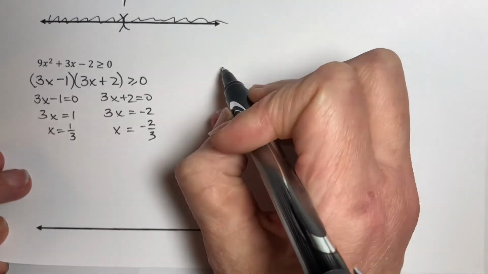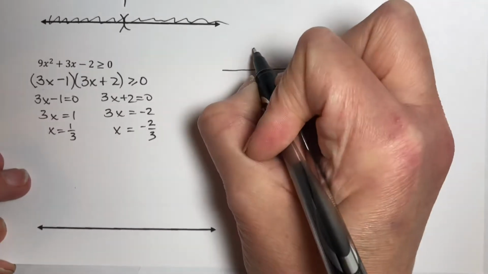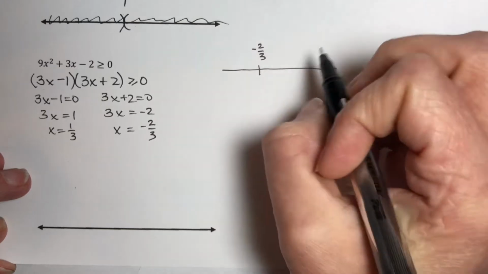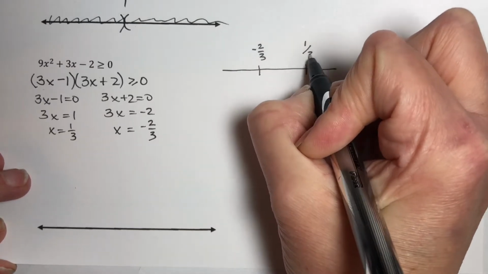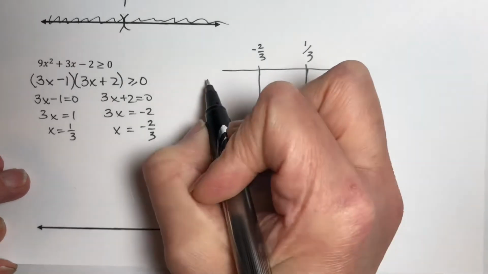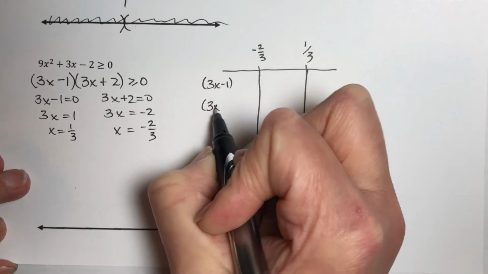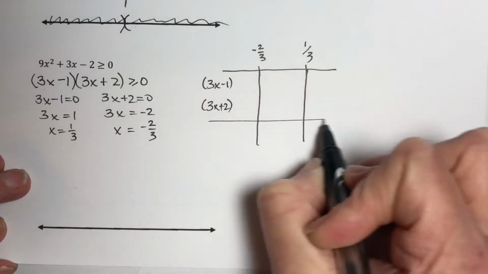Okay, so let's draw a chart. Well, I'll start with our number line. I'm going to put negative 2/3 first, and then 1/3. Extend this down. I'm going to put 3x minus 1 here, 3x plus 2 here, and finish the chart.